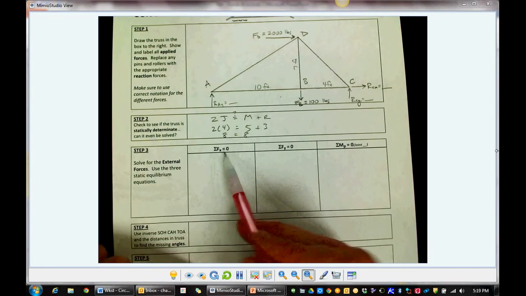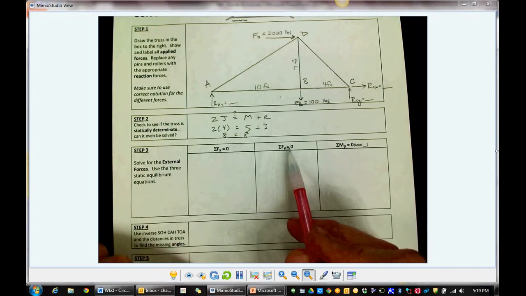in static equilibrium, it's stationary, we can use our 3 static equilibrium equations. Sum of the force in the x direction has to be 0 since this truss is not translating to the right or to the left. The sum of the forces in the y direction also has to be 0 because this truss is not translating up or down. And the sum of the moments about some point also has to equal 0. You can pick any point. Certain ones work better than others, and I'll tell you about that in just a moment.